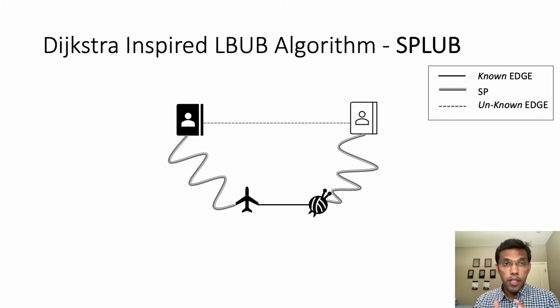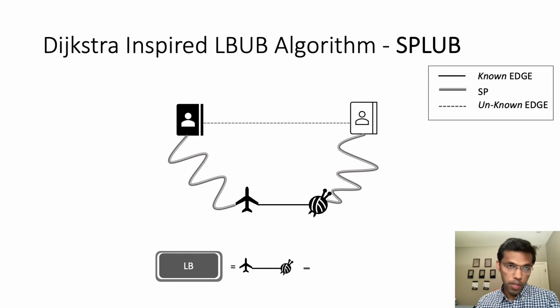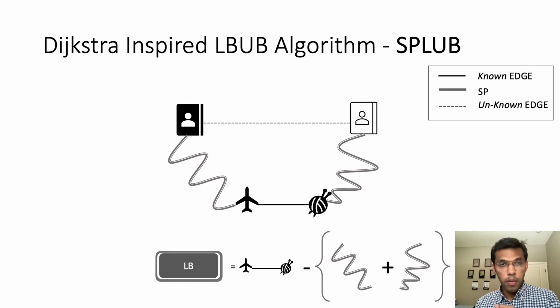And you do it for edges which are known to you. For example, you can see, you know the distance between the aeroplane and the knitting kit, and you do it only for those kinds of particular edges, thus reducing our computational overhead to much less than the cubic algorithm that we had before.